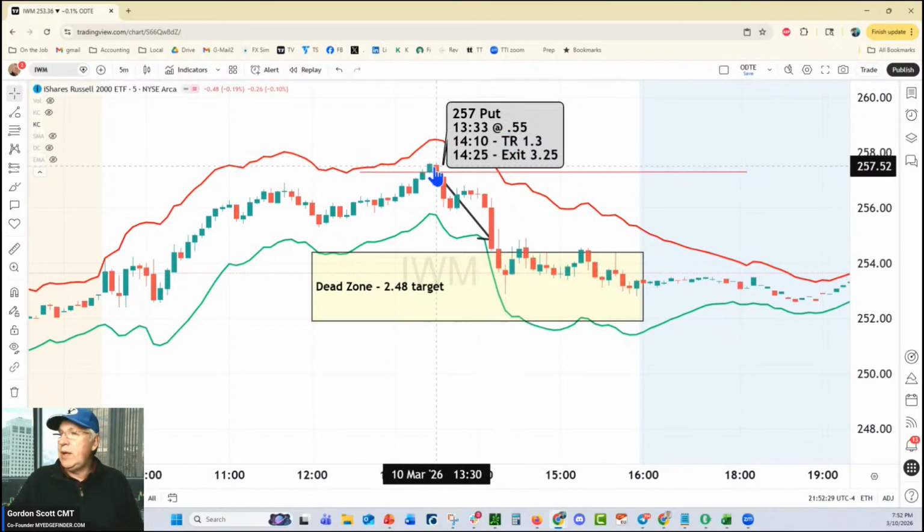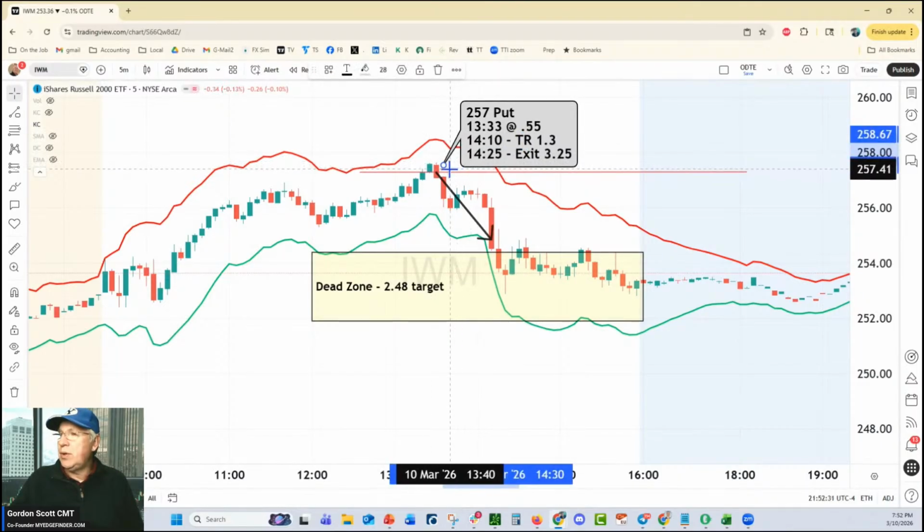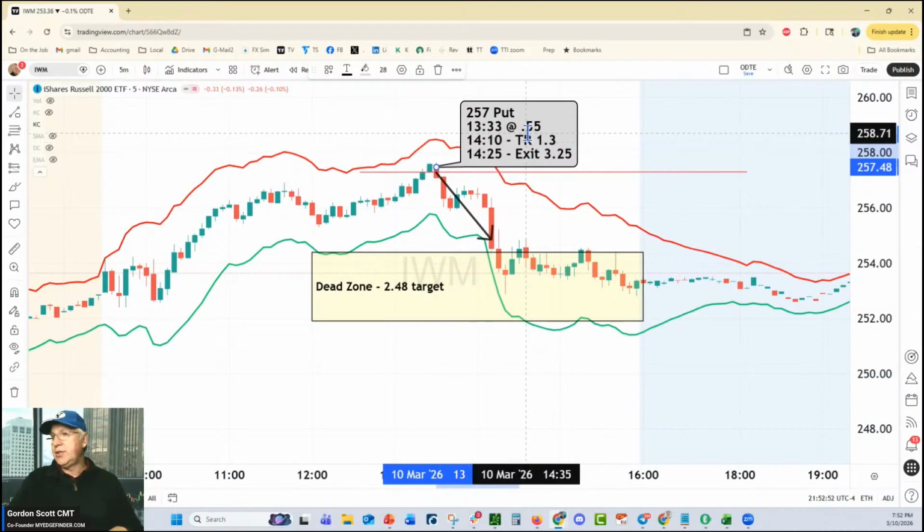This right here, when the price was up at this level, up above the line, then this 257 puts, the first one out of the money, was only 55 cents. By the time it hit the target, it was just right there. It was a really quick target, and it hit the target, and it was $1.30. So you can see that was more than double in just, this is a 5-minute chart. So it wasn't even an hour, and it had doubled in value.